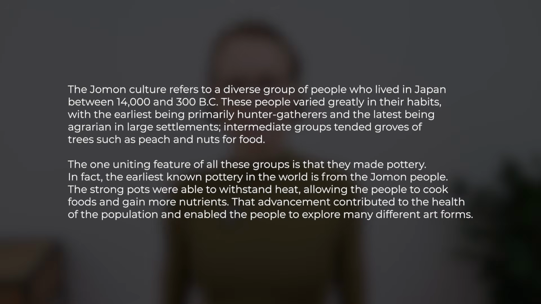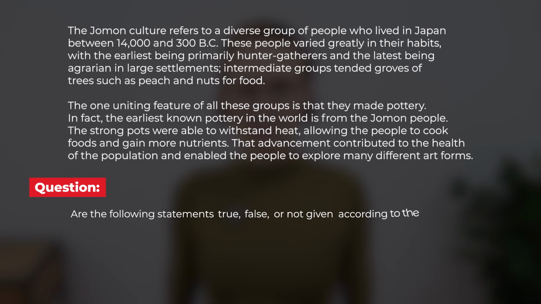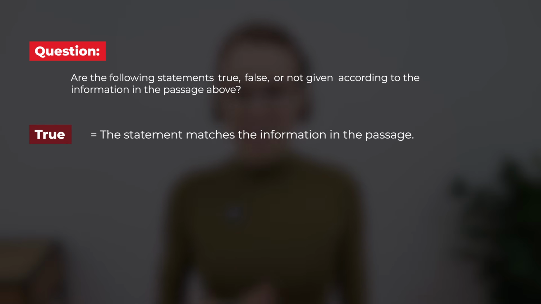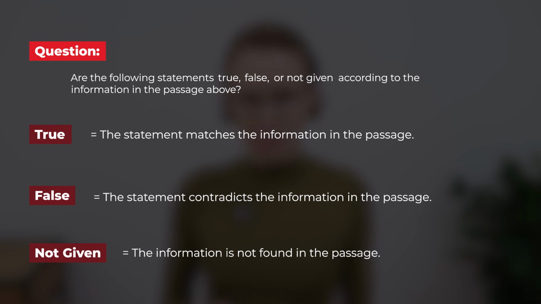Let's have a look at a true, false, not given question. This is the reading passage. And this is the question. Are the following statements true, false, or not given according to the information in the passage above? The question then explains what true, false, not given means. True means that the statement matches, so says exactly the same as the information in the passage. False means that the statement contradicts the information in the passage. So this means that it says something different. Not given means that the information isn't in the passage.